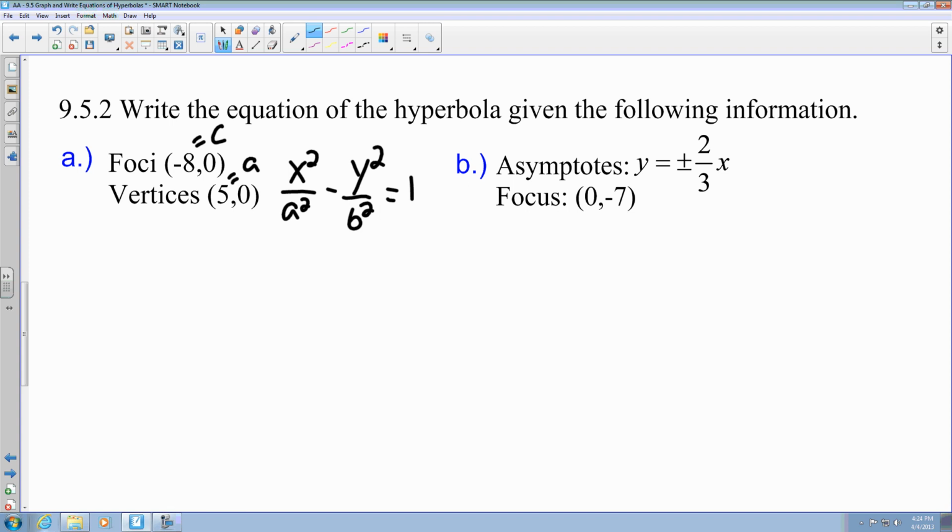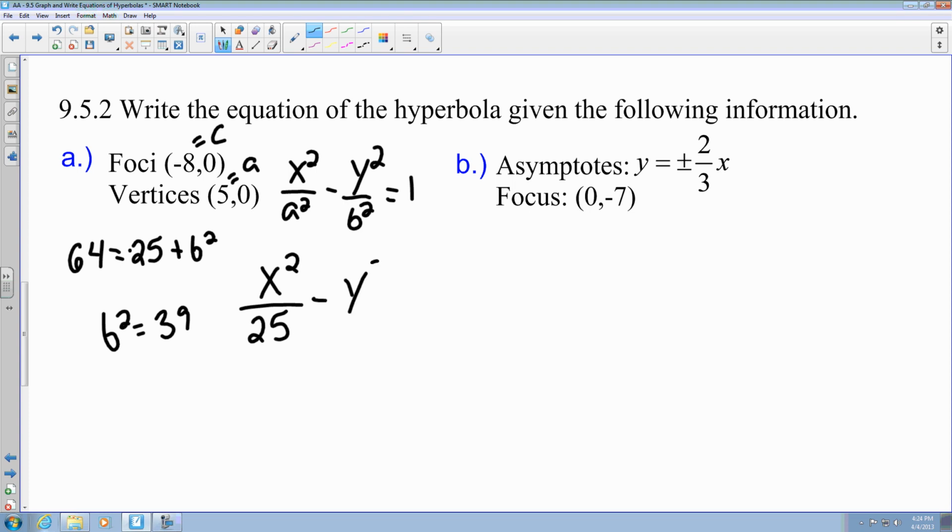To find b, I can take 64, which is c squared, equals 25, which is a squared, plus b squared. So I'm going to subtract 25 from 64, which gives me 39. So b squared equals 39. So I go x squared over 25 minus y squared over 39 equals 1.